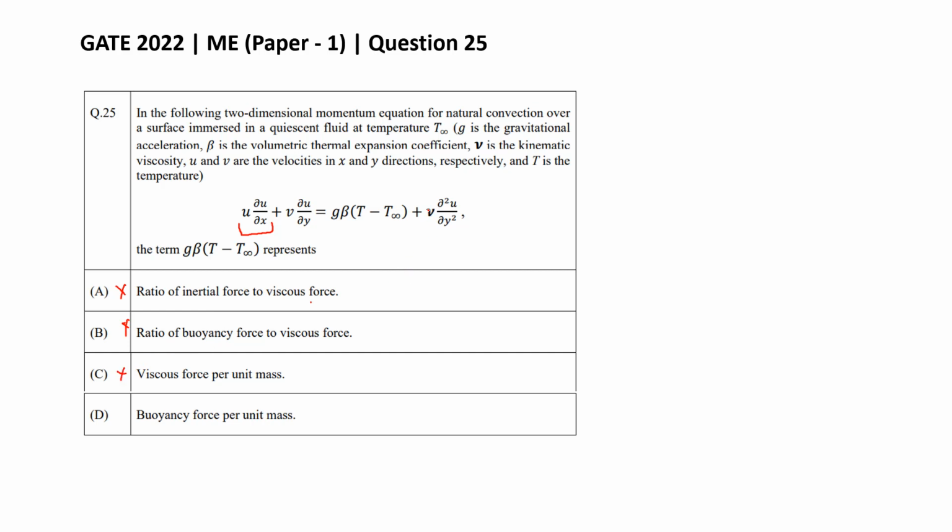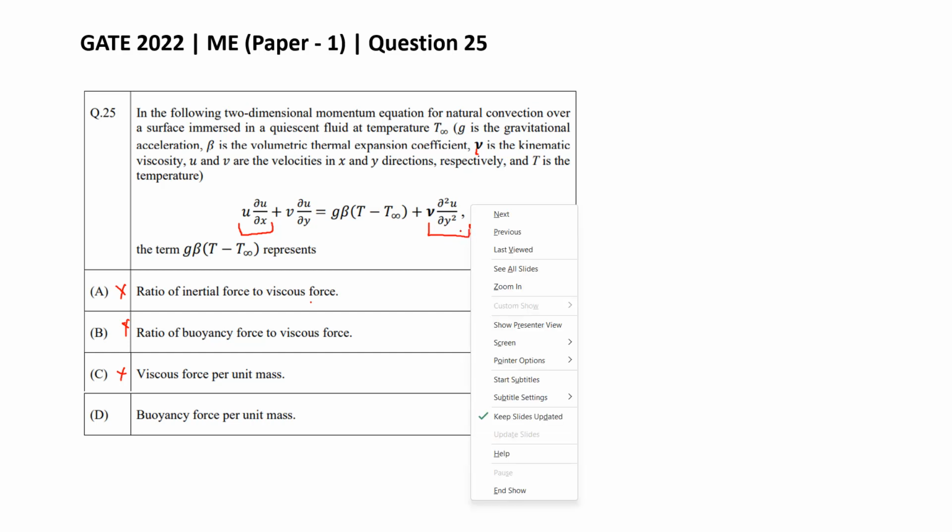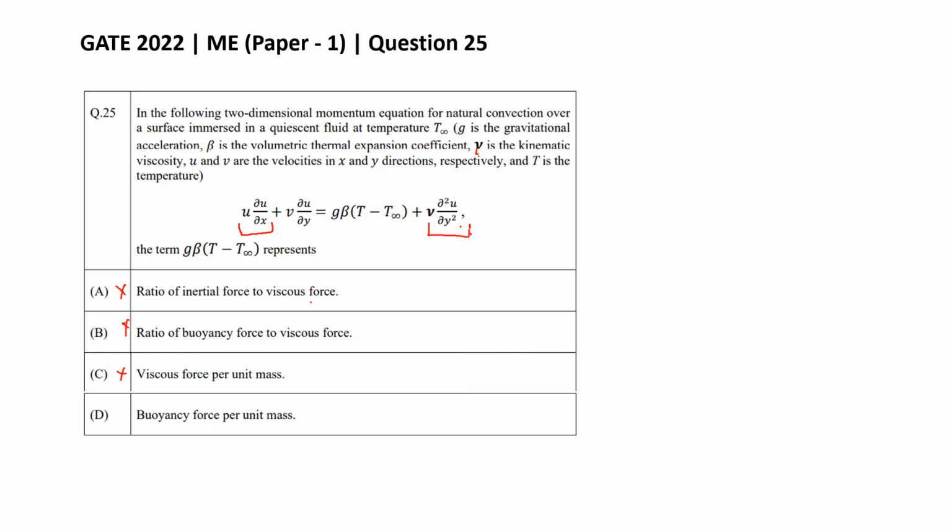You can simply say that this is the term they have given, where mu is the kinematic viscosity. So of course this term will in a way represent the viscous force because mu is attached to it. Then this term is the only one left, and this is the buoyancy force per unit mass. So that's how you can solve this.